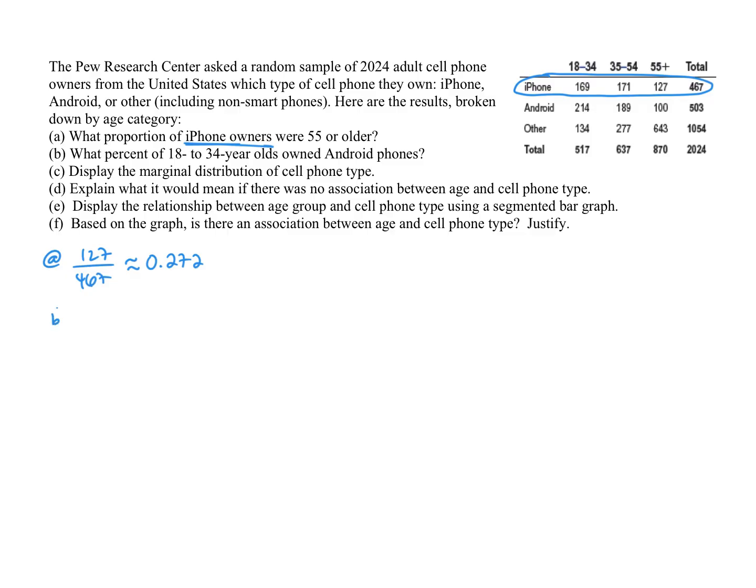In part B, what percent of 18 to 34-year-olds owned Android phones? So this time, we're looking at 18 to 34-year-olds only. So all I care about is the 517 18 to 34-year-olds. Out of those, how many owned Androids? 214. This time, we are asked for a percent. So I don't want a decimal this time. I want a percent. That percent ends up being about 41.